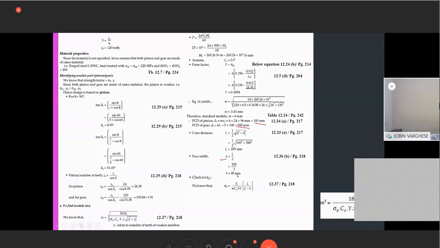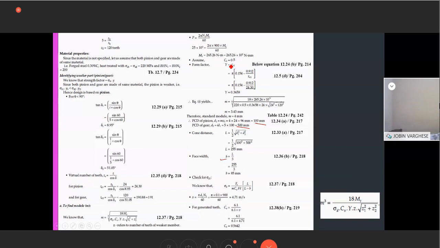Now, next we are checking for sigma t, where we can calculate the velocity. As somebody was asking why CV is taken as such, it doesn't matter. You can go into a data book and take the CV by calculating the velocity, since all the velocity is calculated here. Okay, so in this case, pi d1 n1 by 60.